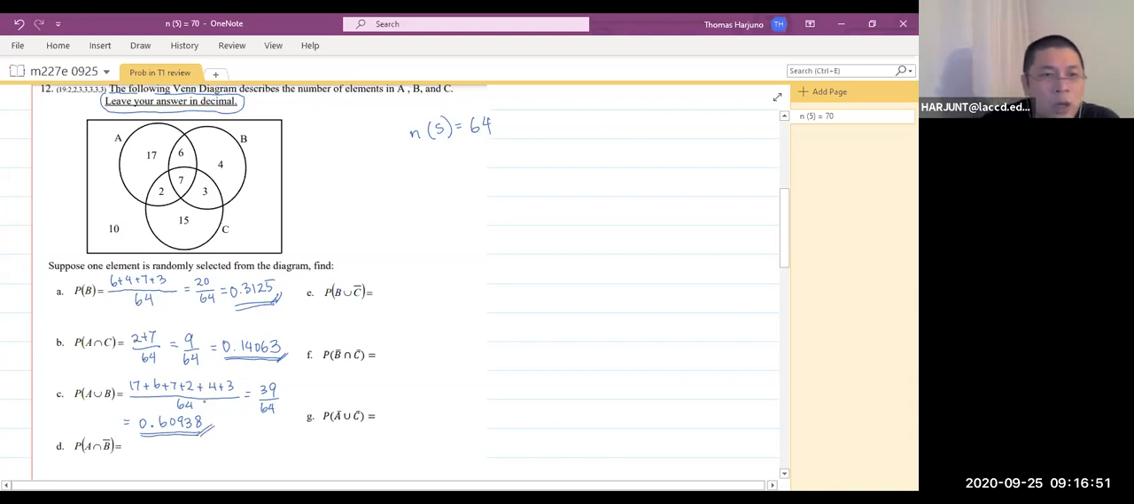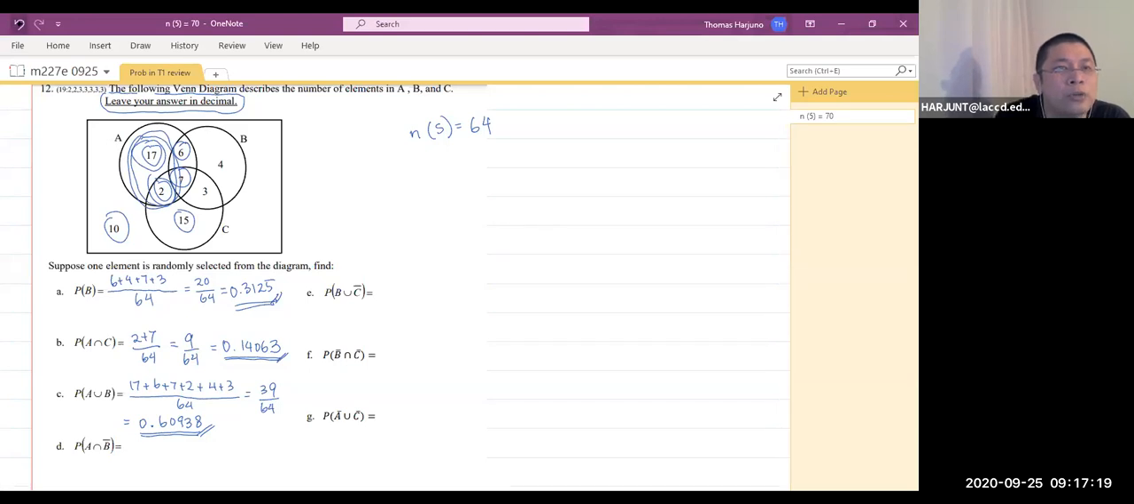Now the third one, probability of A and not B. The ones in A are these, and the ones not in B are these. Because it is an intersection, it must satisfy both requirements. It refers to only these 2.